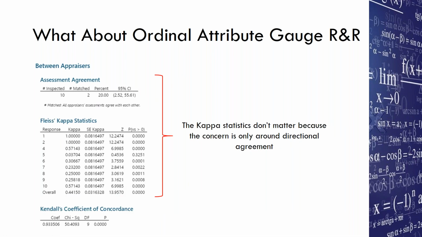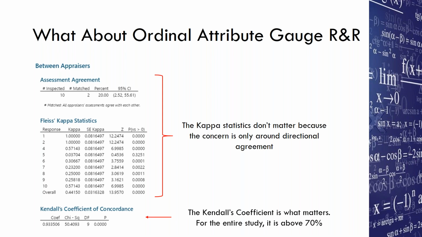Next, we're going to take a look at between. So this is between appraisers. This is my reproducibility. And again, we don't want to look at anything with regards to the kappa value because it does not matter. We only want to take a look at the Kendall's coefficient. When we take a look at between assessment, we can see that I'm well above the 0.7. And again, that's an assessment of how much better than chance we did. So that is going to be deemed acceptable.